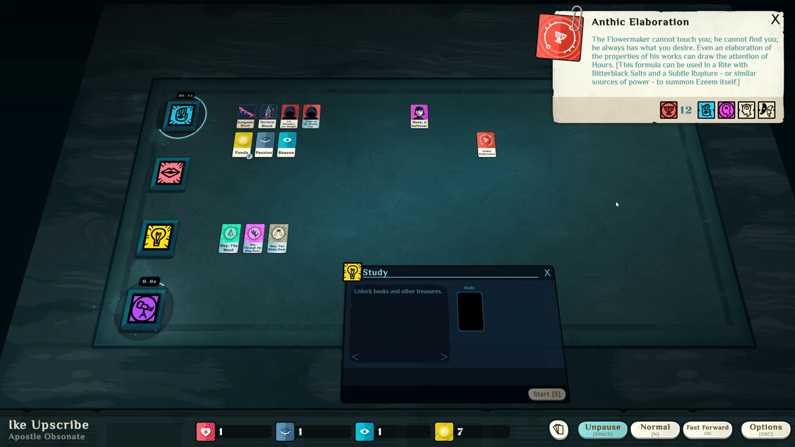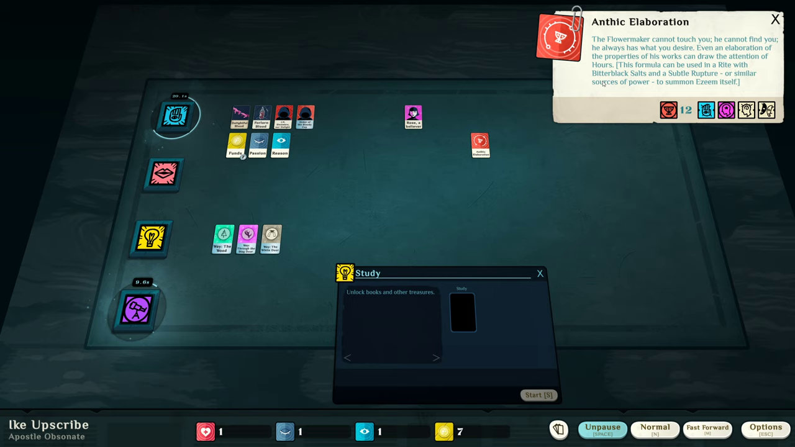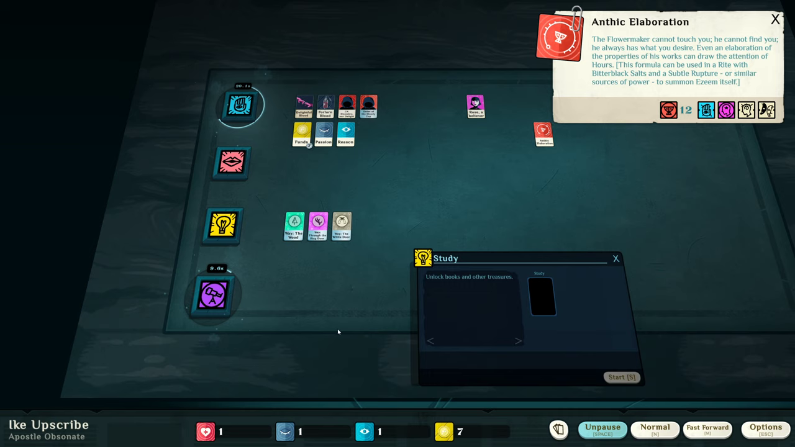The Flower Maker cannot touch you, he cannot find you, he always has what you desire. Even an elaboration of the properties of his works can draw the attention of ours. This formula can be used in a rite with bitter black salts and a subtle rupture or similar resources of power to summon Azim itself.